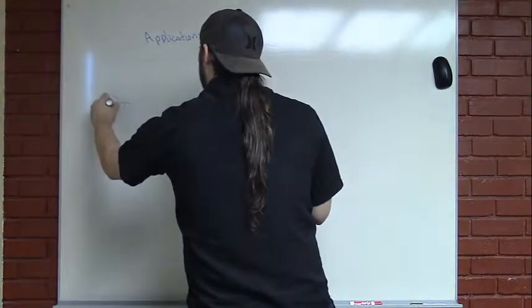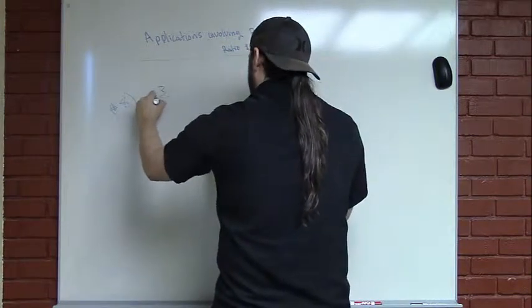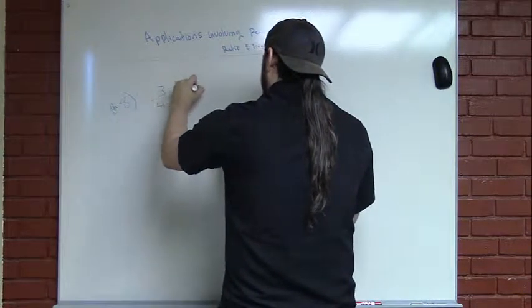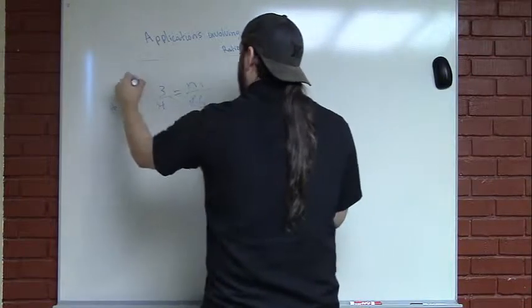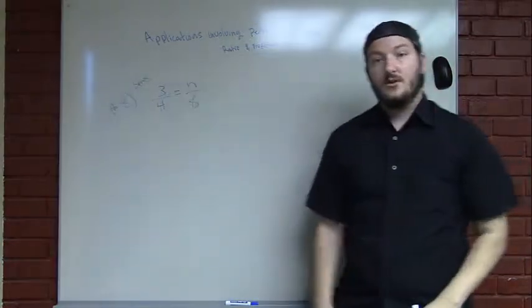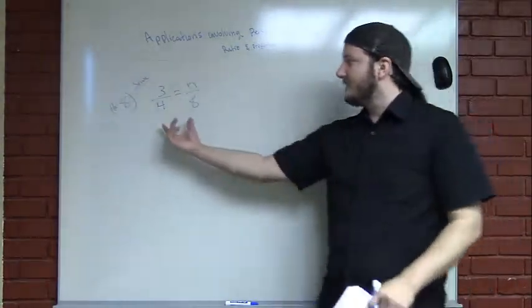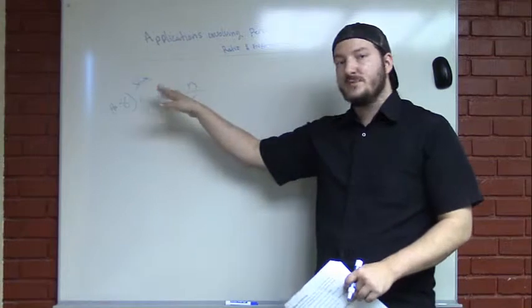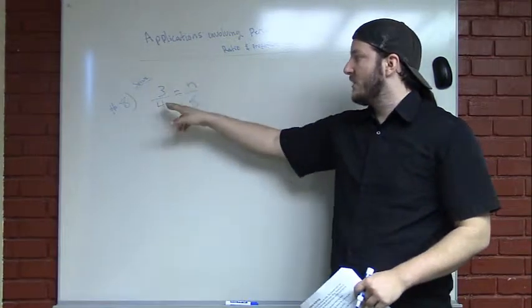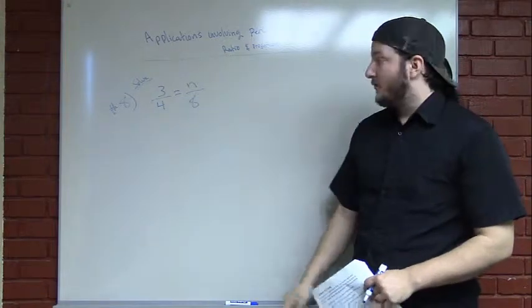Number 8, we're just gonna solve this proportion. 3 over 4 equals n over 8. Solve. That's it. No words in this guy. So when you see something like this, it's a proportion. A proportion is basically just a ratio. Like 3 over 4 is to n over 8.